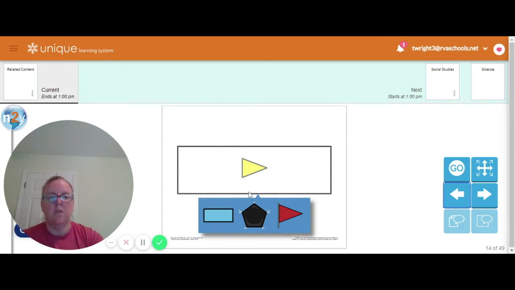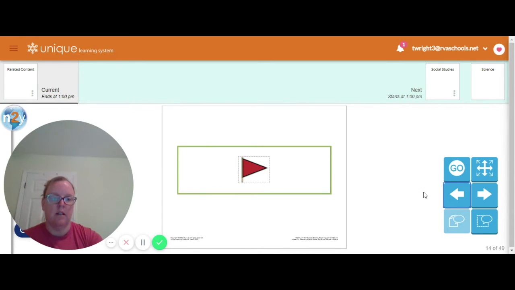All right, which one looks like the triangle? This one or the flag? Point to it. You pointed to the flag. You are correct.